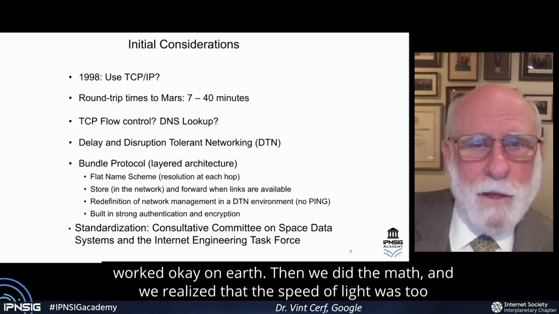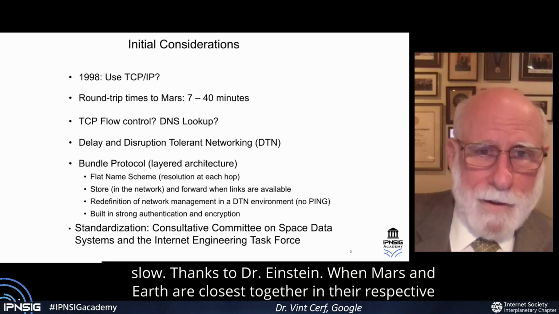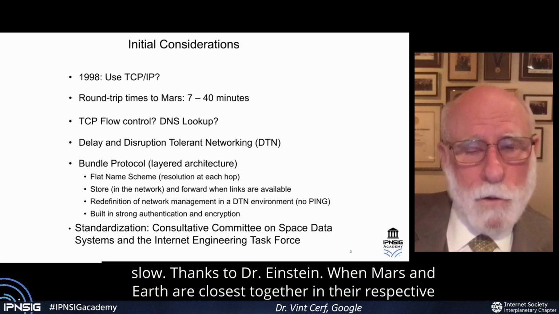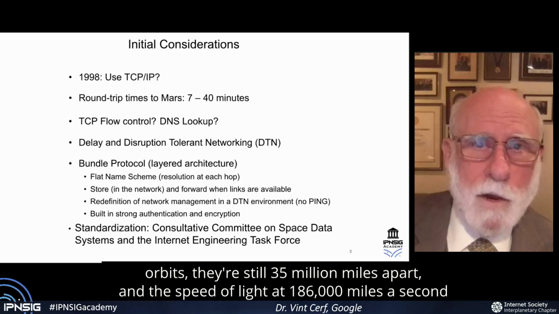It worked okay on Earth. Then we did the math, and we realized that the speed of light was too slow, no thanks to Dr. Einstein. When Mars and Earth are closest together in their respective orbits, they're still 35 million miles apart.